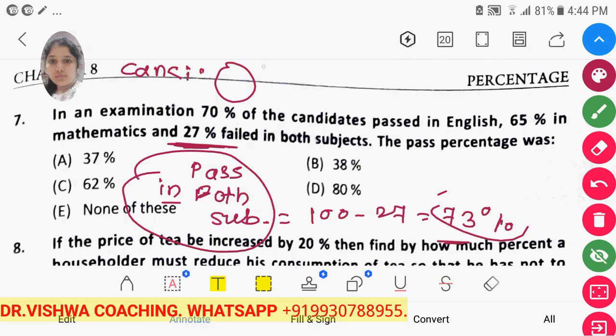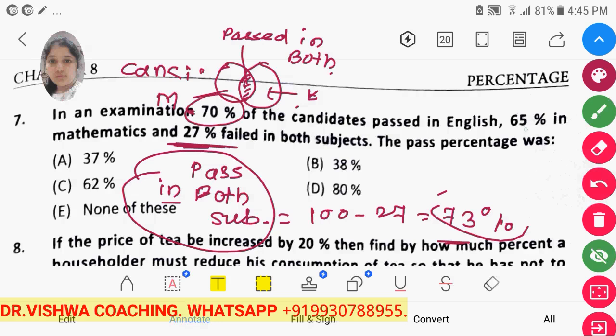Now see, if this is a circle and this is another circle, and both circles are intersecting each other, these are the percentage of maths and these are the percentage of English. Now this shaded portion denotes the candidates that passed in both subjects. Now when we have to calculate the total number of passed candidates, if we add 70 and 65 directly, we get a false result.